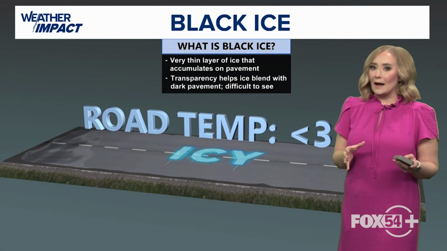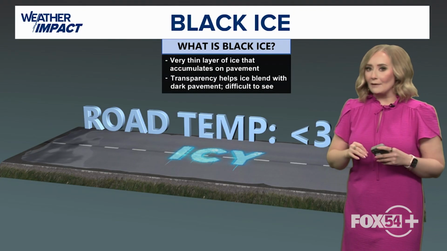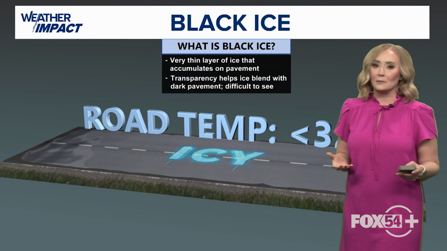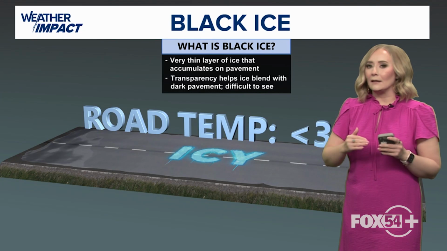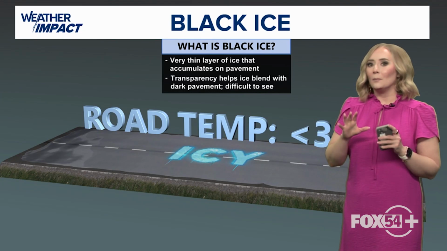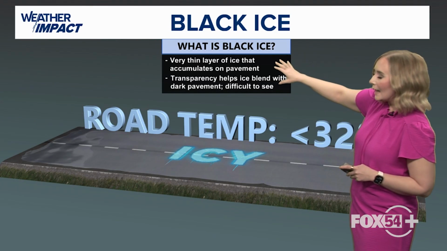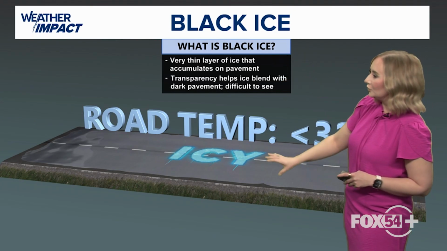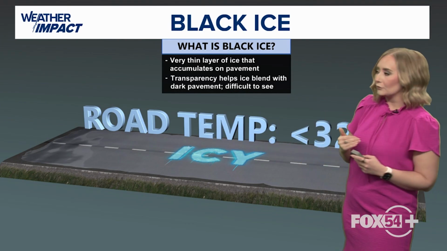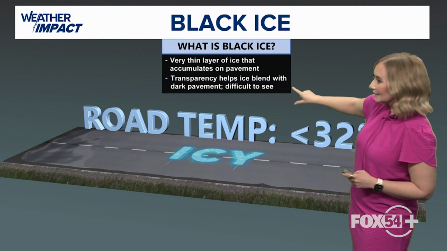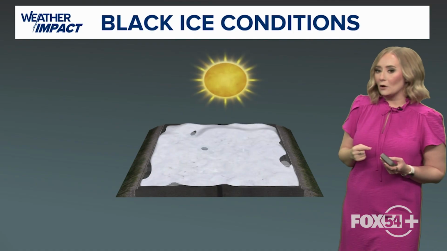We also see black ice here more times than we typically will see snowfall, just because we will have some sort of leftover precipitation sometimes on the roadways if we do see rain the day before, but we're not really in that layer to see snow formation, but the roads will freeze a little quicker. So black ice is when we have a very thin layer of ice that accumulates on the pavement. This is when we have a road temperature of less than 32 degrees. The transparency is going to help the ice blend in with the dark pavement, making it difficult to see.